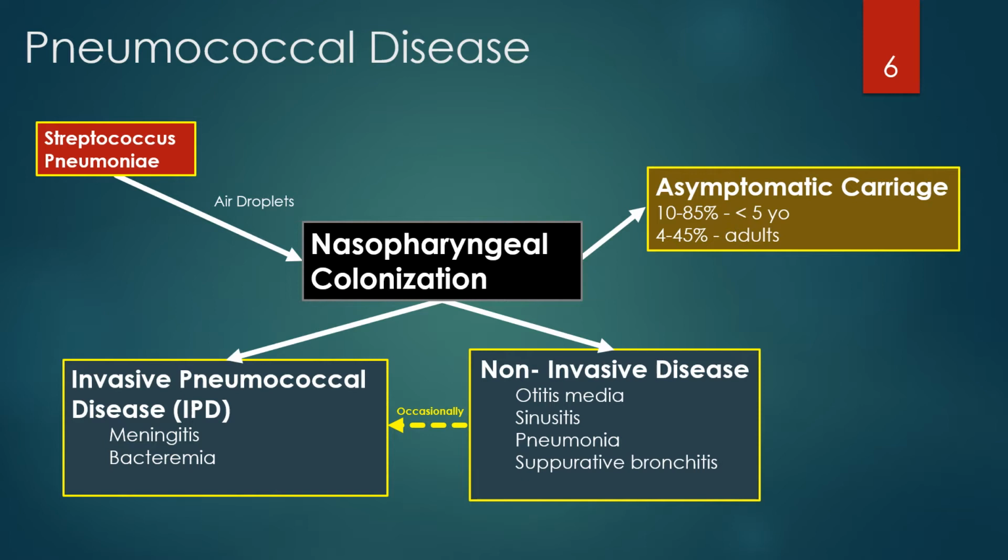Many experts feel that children are a major pool for transmission of the pneumococcus within a population, therefore underlining the importance of immunizing children. Some colonized individuals develop disease. Disease can be invasive, infecting body areas that are normally sterile, like the meninges and bloodstream, causing meningitis and bacteremia or sepsis. When infecting normally non-sterile sites, it's called non-invasive disease and includes otitis media, sinusitis, pneumonia, and suppurative bronchitis. These non-invasive infections can occasionally progress to invasive disease.